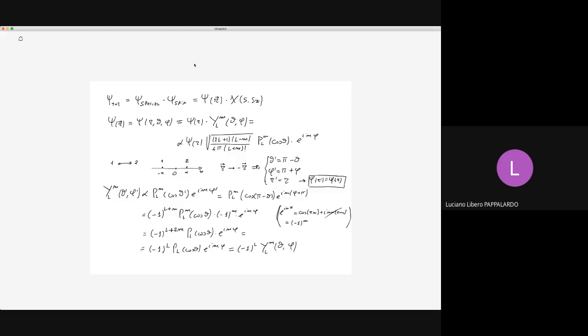Posso cambiare foglio? Ci siete tutti? Avete copiato tutti? C'è qualcuno che deve ancora copiare? Direi di no.